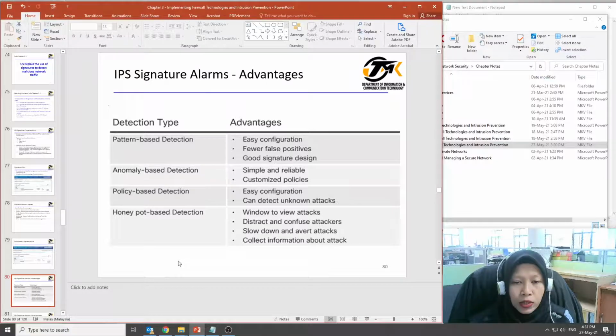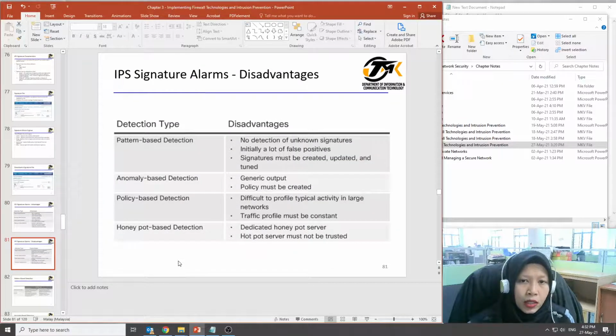And the honeypot detection, usually this one is to distract and confuse the attacker. It means that we have an intrusion prevention system that works as a honeypot detection, to slow down the attack and collect information about the attack. So honeypot detection basically means they have some IPS that works as a honeypot. Okay, so this is the disadvantage.